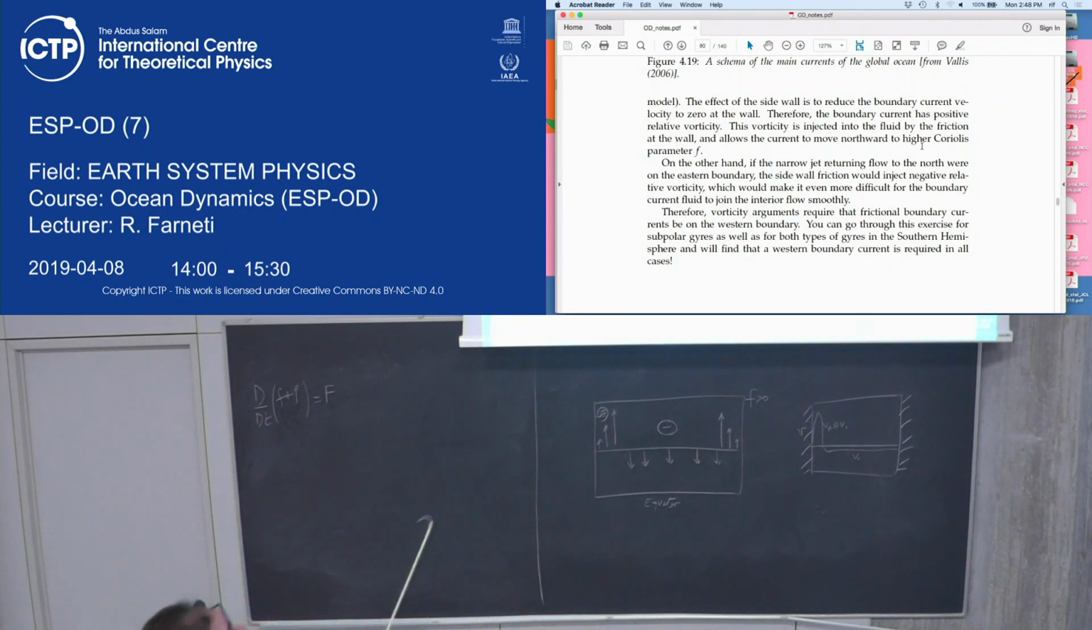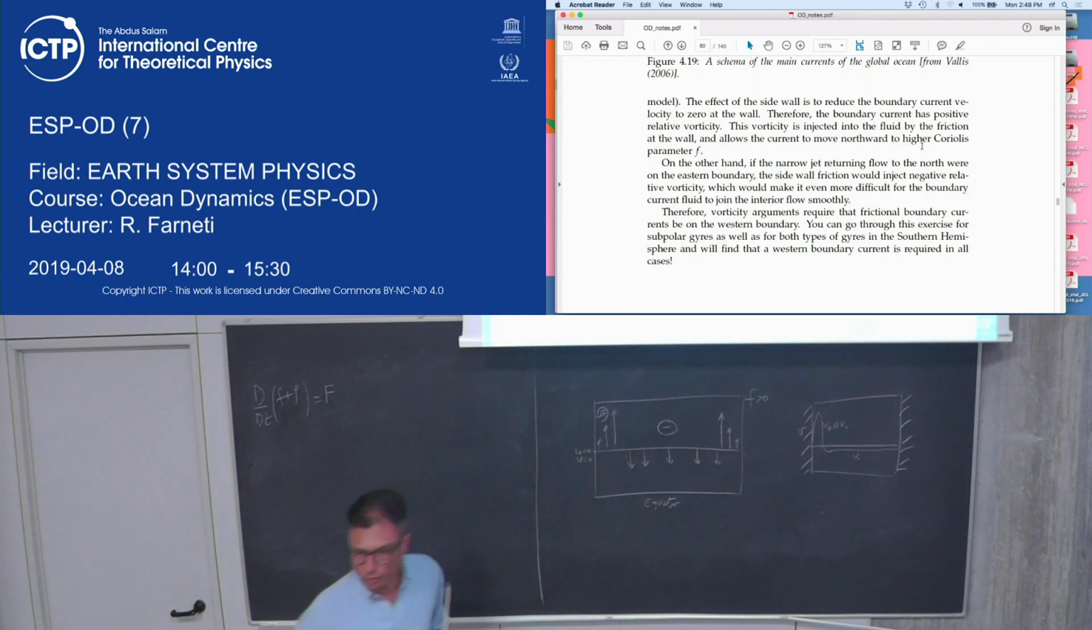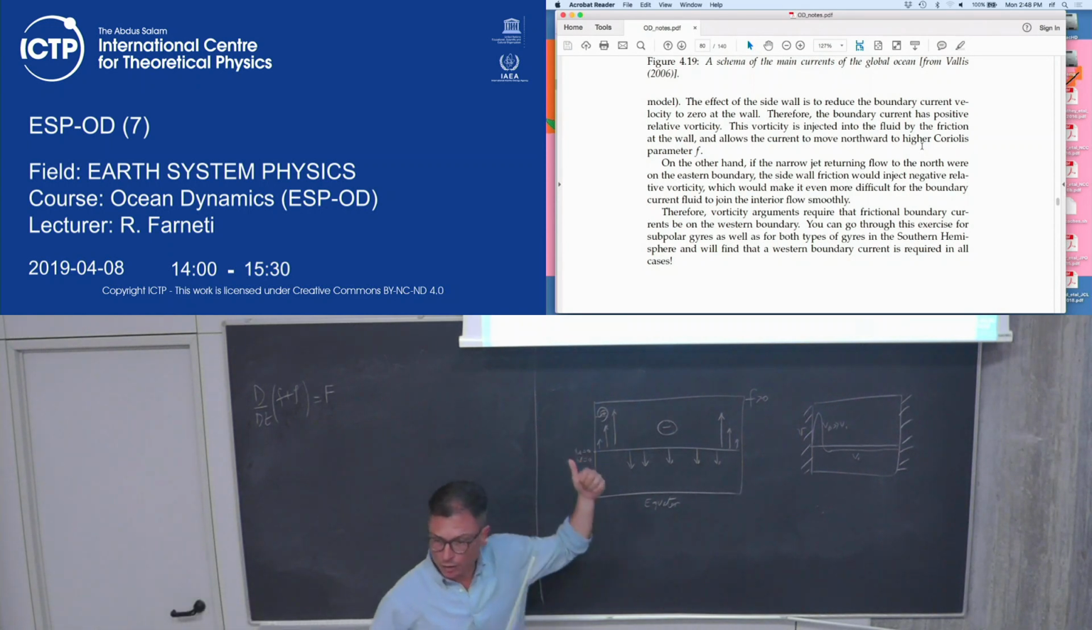So by having a sidewall, what happens is that you reduce the boundary current velocity to 0 at the wall, and that was the Munk problem. Okay, U is equal to 0 and V is equal to 0 at the wall. Those were the two boundary conditions. So the boundary current has positive relative vorticity. Okay? And this vorticity is injected into the fluid through the friction at the wall. And that allows the current to move northward towards higher Coriolis.